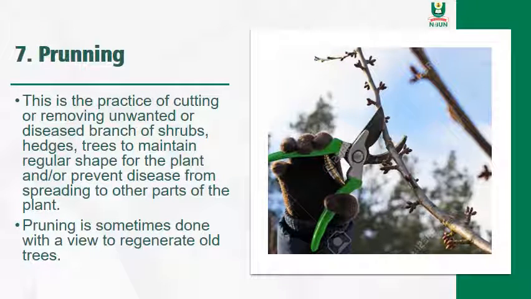And the seventh point here is pruning. Pruning simply talks about the practice of cutting or removing unwanted or diseased branches of shrubs, hedges, and trees to maintain a regular shape, prevent the plant from diseases, and prevent the diseases from spreading to other parts of the plant. Like you can see in this picture here, this is a man holding a secateur. That is what is used to prune, and he's cutting this branch off. The part that doesn't produce fruit, or that is old, should be cut off carefully and neatly. Pruning is usually done to regenerate new plants from the old trees. So pruning is also an important practice.